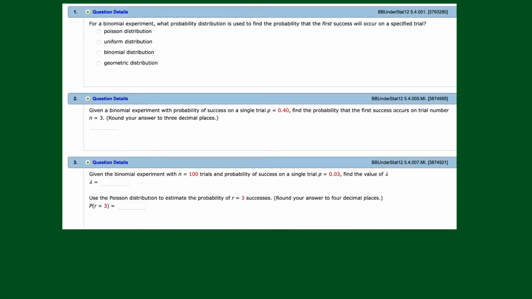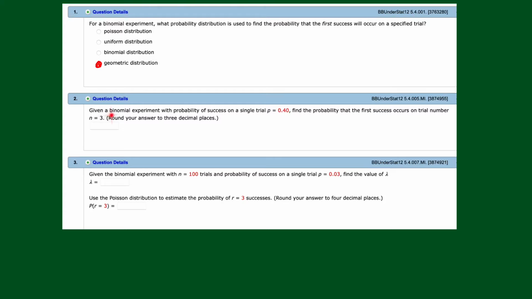5.4, question 1. For a binomial experiment, what probability distribution is used to find the probability that the first success will occur on a specific trial? All right, that is the geometric. Do we have geometric over here? We do, right there. That's the geometric. Let's claim that one.